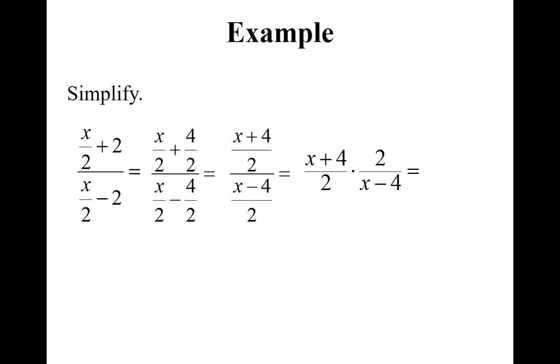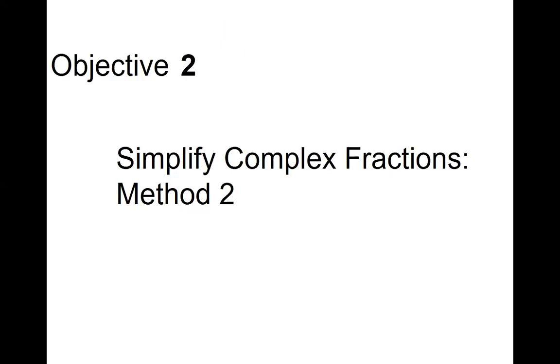The 2's cancel, and we're left with x plus 4 over x minus 4. So that's method one. Objective 2 in this topic is to simplify complex fractions using method 2.